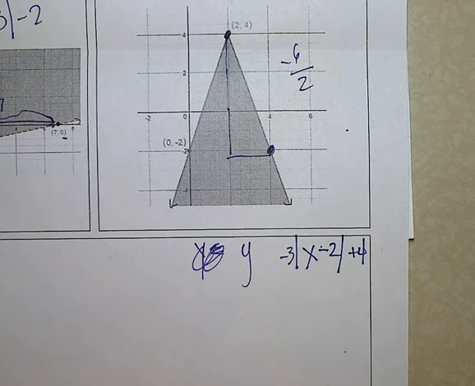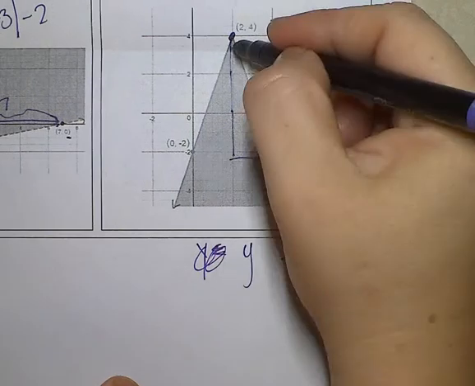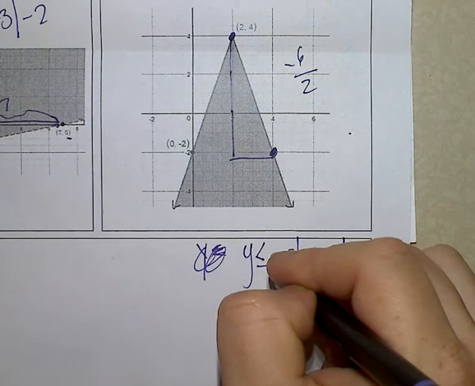Did anybody else put +3 accidentally? A couple people? Okay. And then we can see that we shaded below the line, so it's going to be less than and also equal to because it is a solid line.